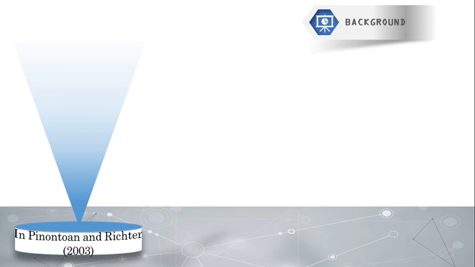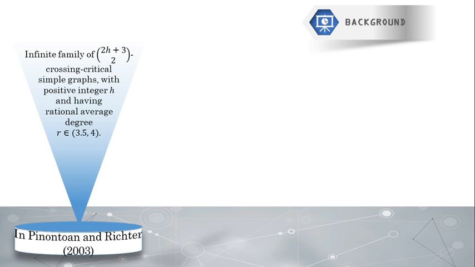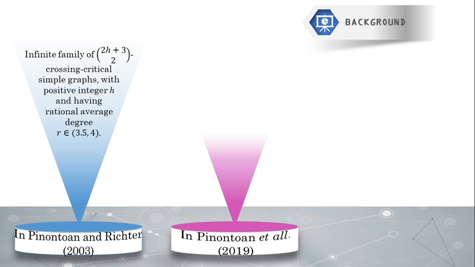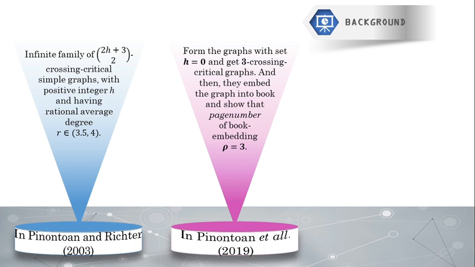In Pinonton and Richter's research, they gave an example of the infinite family of 2h plus reduced to crossing critical simple graph with positive integer h and having rational average degree R element 3.5 until 4. In previous research by Pinonton et al., they formed a graph with set h equals 0 and got a 3 crossing critical graph. And when they embedded the graph into a book, they showed that the page number of the book embedding is 3.